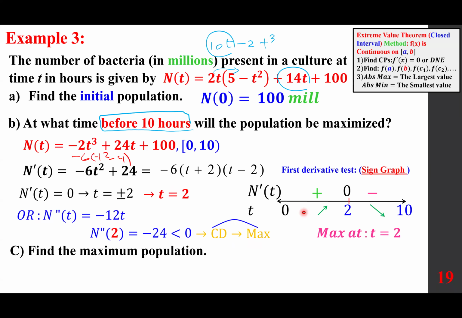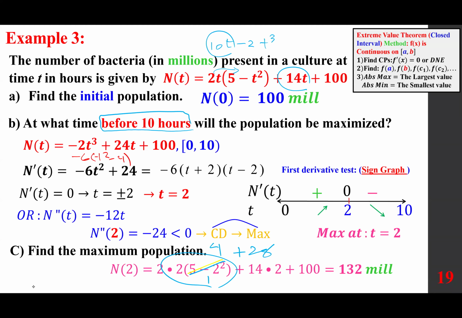So maximum occurs at t equals 2. So if you want to find the maximum, you plug in 2. Whether you use this one or this one makes no difference. It's easier to evaluate it with this because 2 squared is 4, 5 minus that is just 1. So 2 times 2 is 4, plus 14 times 2, 28, 32 and 100, 132 million bacteria. So it's pretty straightforward, everybody.